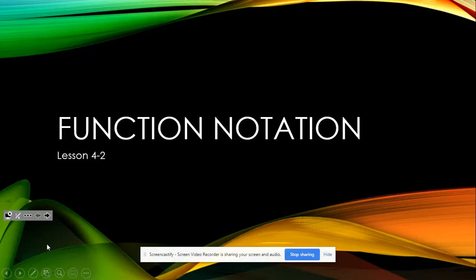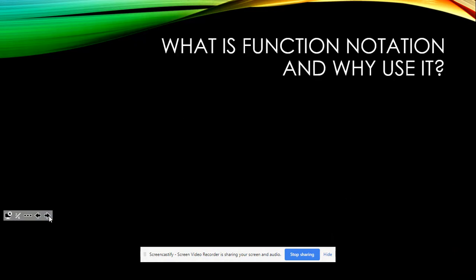This is lesson 4-2, function notation. So what is function notation and why do we use it?